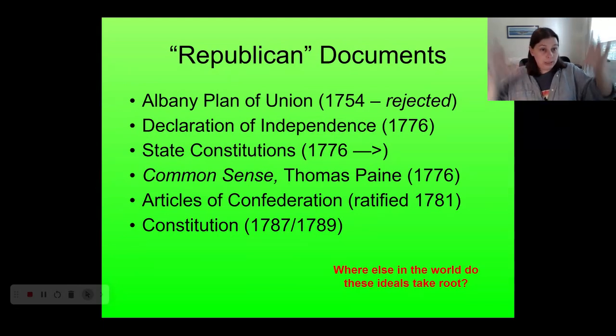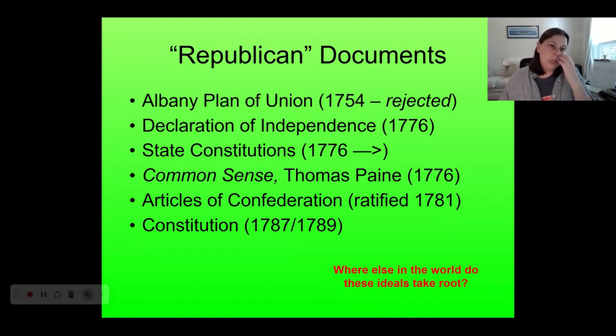So the documents that are up here are all good examples of different attempts, documents that include some of these Republican ideals in them. We already talked about the Albany Plan of Union, which would have been a loose confederation that was rejected. The Declaration of Independence is not a governing document, it's a statement of independence, but it does include a lot of Republican ideals in it, especially, again, the idea of government by consent of the governed.